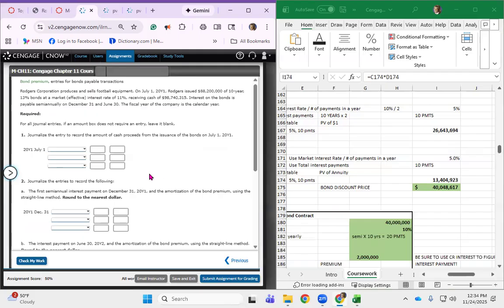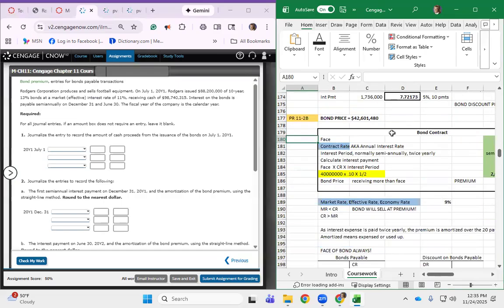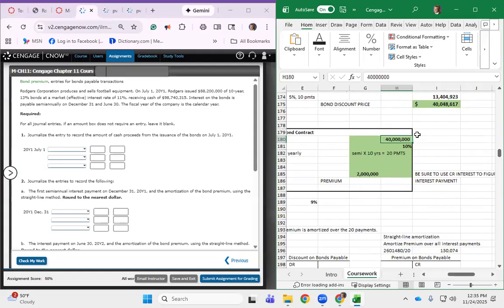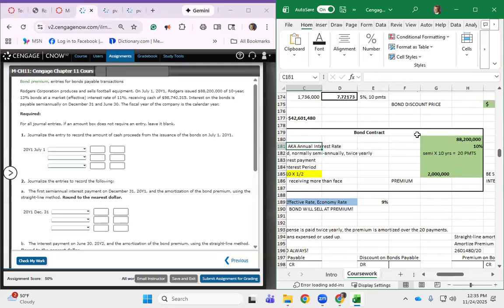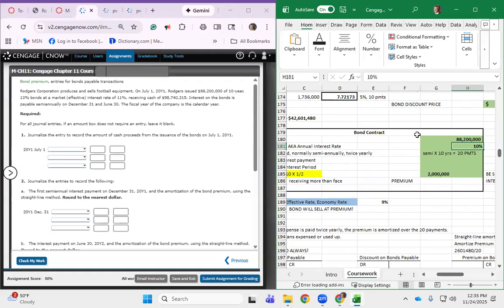Okay, number 2. We're going to try to get this knocked out. Now that we've gone over the characteristics of a bond, I would suggest you write down the characteristics of your next bond. The face of this bond for me is 88,200,000. I've got a 10-year bond that has a coupon or contract rate. Contract rate and coupon rate are the same. Mine is 13%.